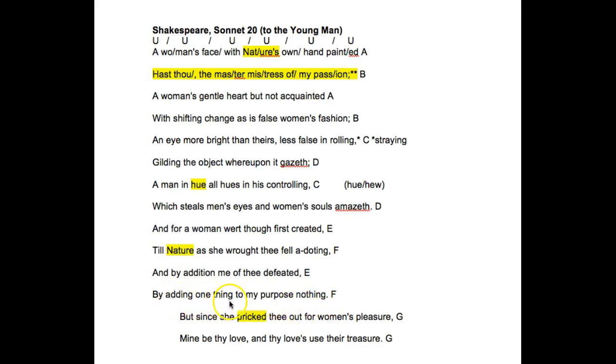This one thing that's added to his purpose nothing. And so again, we have this one thing added, and it's kind of a distracting thing, and it's a frustrating thing if you're trying to figure out why it's there. And so perhaps that's part of his joke. And he added that one little thing there to kind of reinforce the way that he's feeling about the young man.